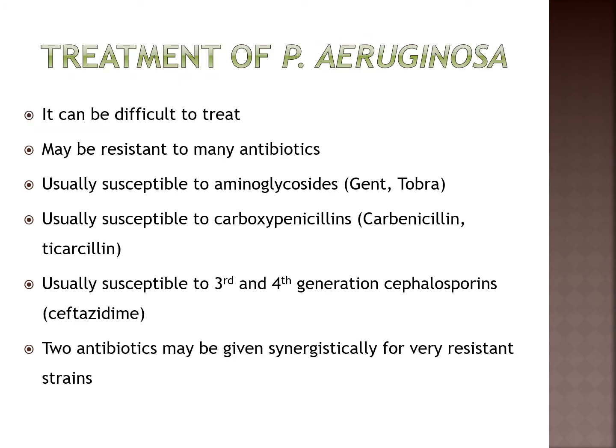It can be difficult to treat Pseudomonas aeruginosa because certain strains can be more resistant to antibiotics. They are usually sensitive to the aminoglycosides, including gentamicin and tobramycin. They're also susceptible to the carboxypenicillins, and they are usually susceptible to the third and fourth generation cephalosporins such as ceftazidime. A lot of times they'll give two antibiotics together that work better together than they do apart. They'll use them synergistically. One such example of that would be the use of Timentin and cefepime at the same time to treat Pseudomonas aeruginosa.